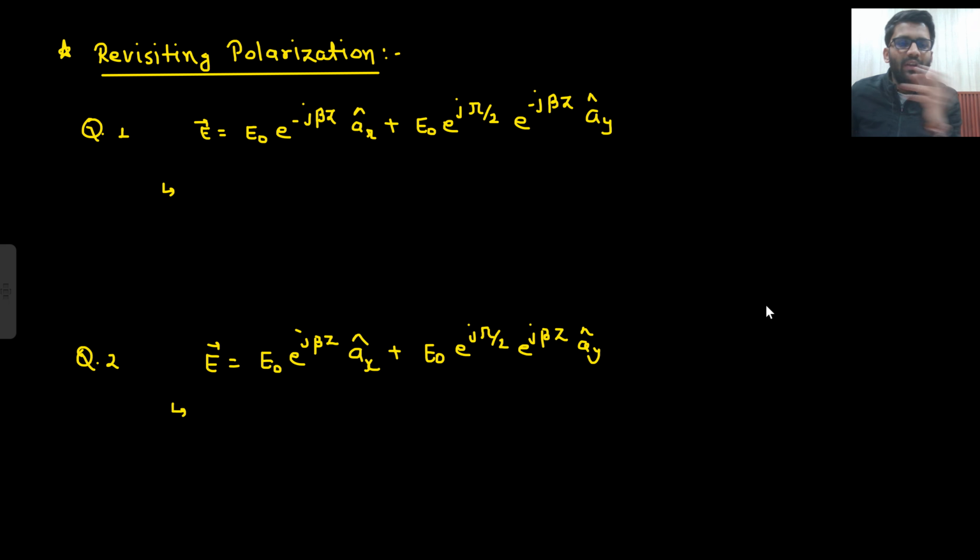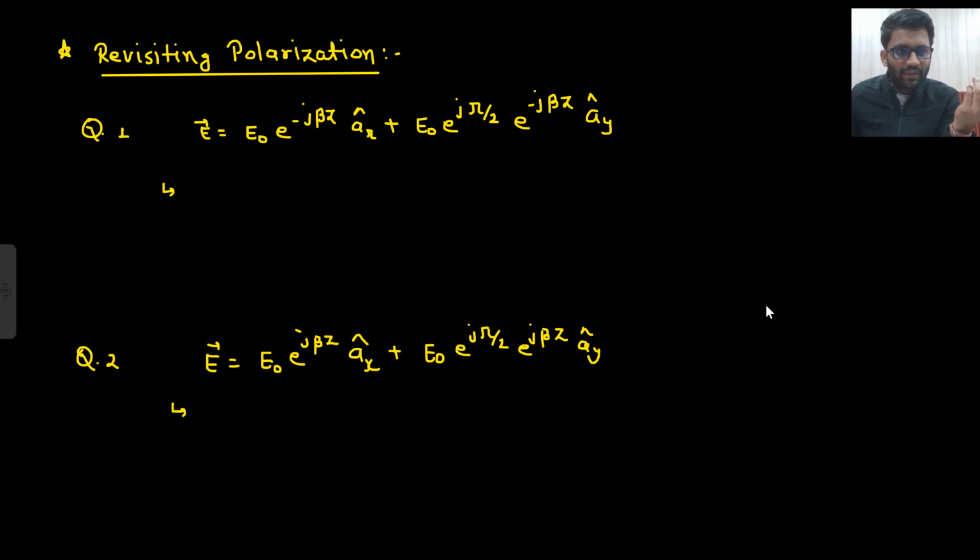Now the question would be, let's just say my incident wave is linearly polarized. What will be the nature of my reflected wave and what will be the nature of my transmitted wave? Whether the reflected wave will be linearly polarized, circularly polarized, or elliptically polarized, and what will be the nature of the transmitted wave? Similarly, the same case in oblique incidence as well.